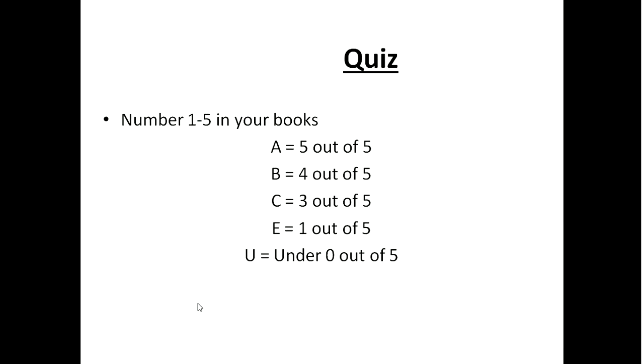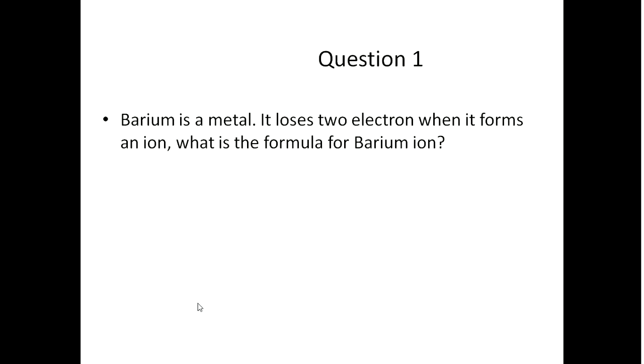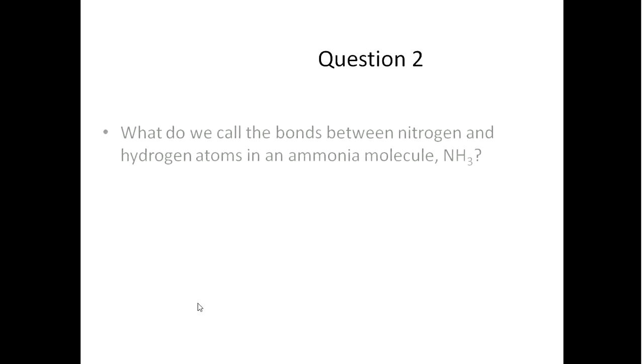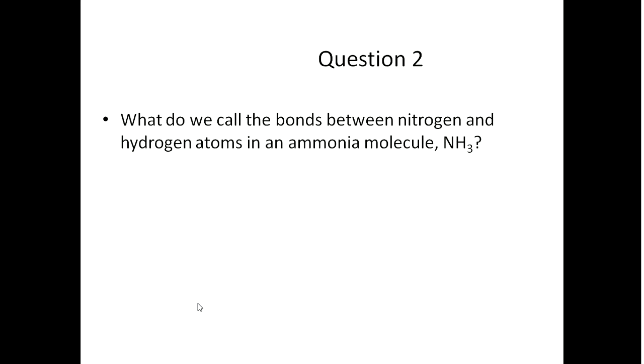Quiz. Answer the questions 1 to 5. Question 1. Barium is a metal. It loses 2 electrons when it forms an ion. What is the formula for barium ion? And the answer is Ba2+. Question 2. What do we call the bonds between nitrogen and hydrogen atoms in an ammonia molecule? The answer is covalent bonding.